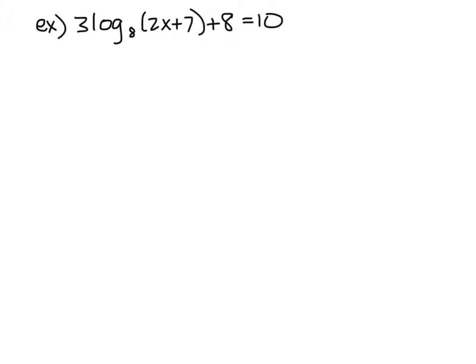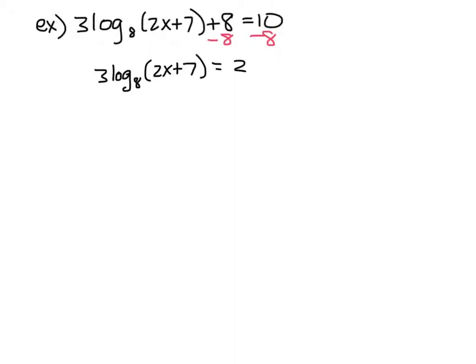All right, let's just do one last example together. 3 log base 8 of 2x plus 7, plus 8 equals 10. I need to get this logarithm by itself. So what do you think is the first step? The first thing I need to do is get rid of this 8. So now I have 3 log base 8 of 2x plus 7 equals 2.